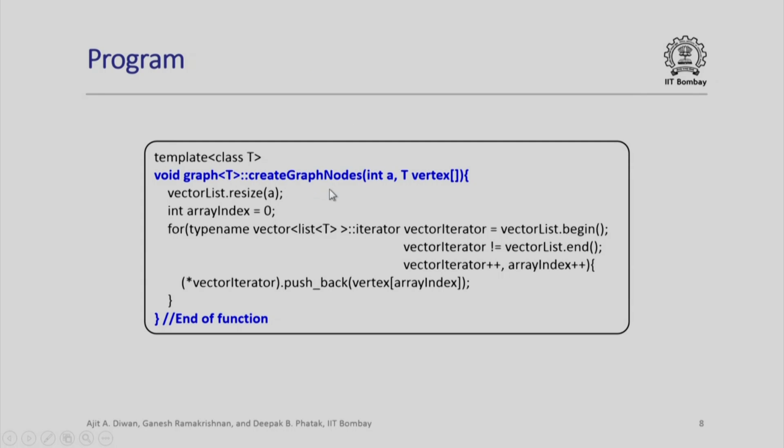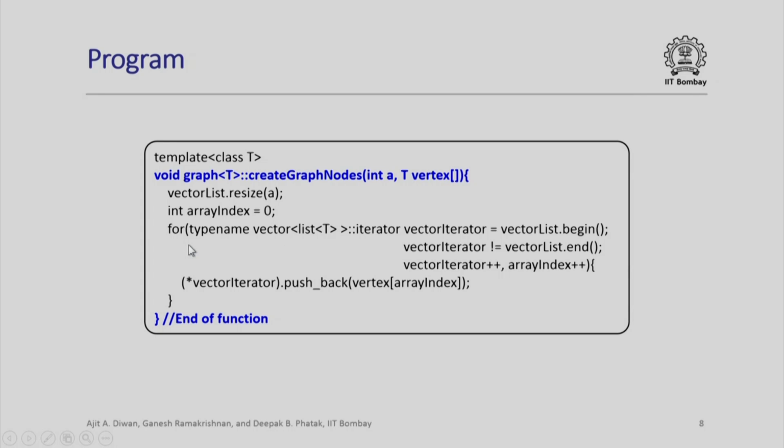Create graph nodes function, vector list dot resize A will actually initialize things. Remember that when the A is given as a parameter, we know the exact number of nodes. This resize will ensure that the list is sized appropriately for the total number of nodes which are given as an input parameter. Now, we have to iterate, and in each iteration we have to insert one node which is given by this vertex array.